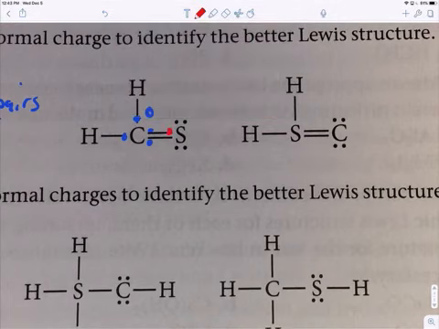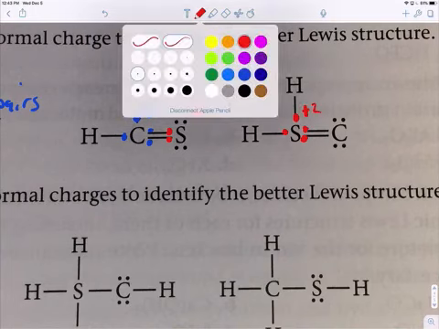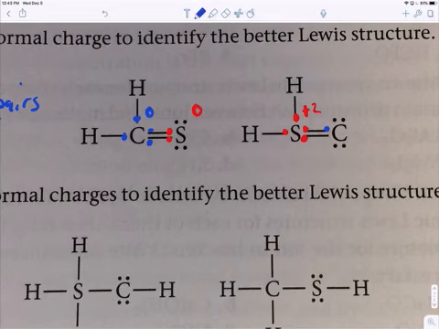Sulfur here has 1 from each of the bonds, and then it has 4 lone pairs. It starts with 6. It has 6. It has a formal charge of 0. The sulfur here starts with 6. It has 4. It has a formal charge of +2. Carbon starts with 4, has 6. It has a formal charge of -2.